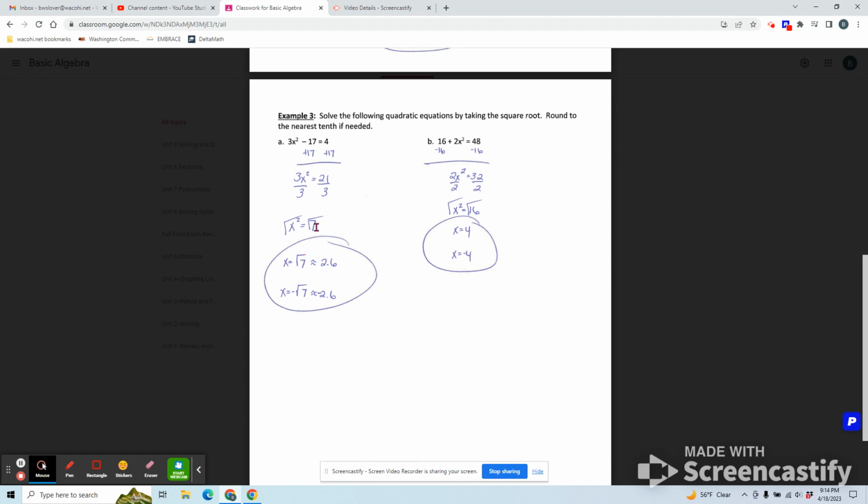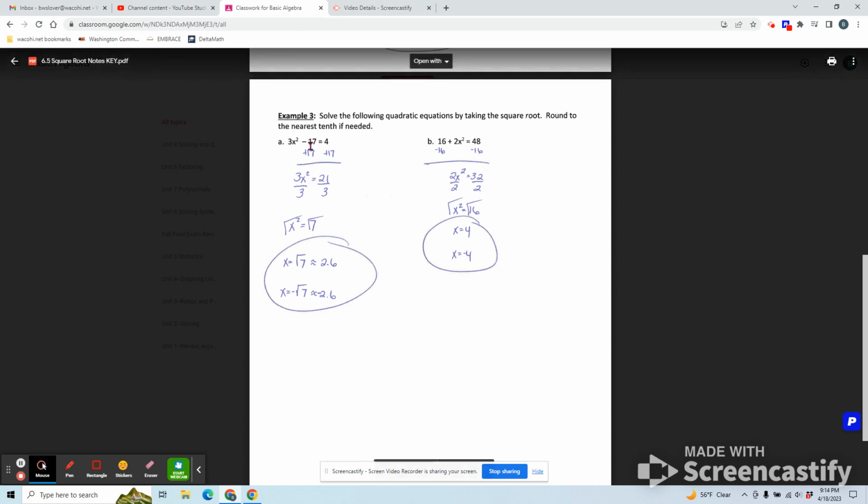Now when you take the square root of 7, it stays the square root of 7 if your calculator says that. Okay, it wasn't a typo. Root 7 simplified is root 7. Or you can turn it into a decimal, 2.6 or negative 2.6. Doesn't matter which.